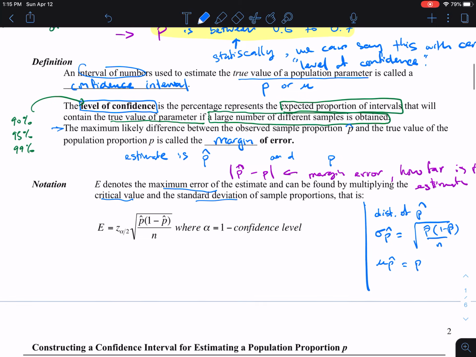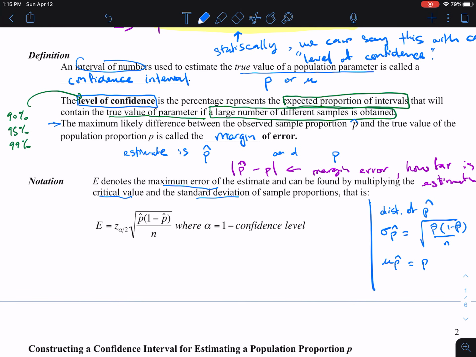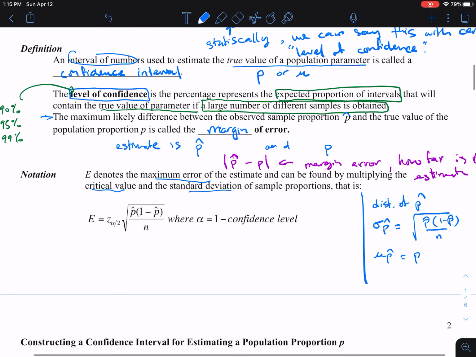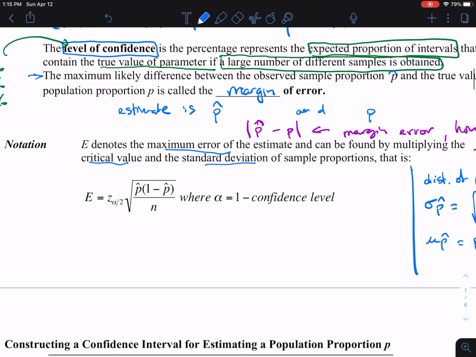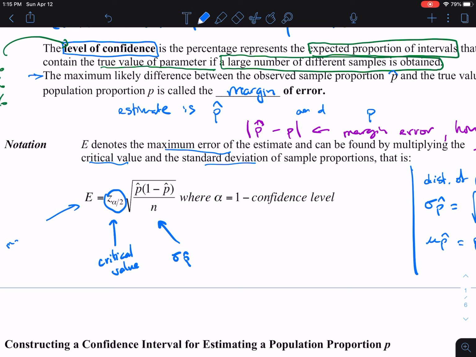Anyway, E is the maximum error, or the margin of error. This denotes the error of the estimate, and it is equal to z alpha over 2 times the square root of p hat times 1 minus p hat over n. We learned that from previous chapters. So that is the critical value, and then this is sigma of p hat, which is the standard deviation of the sample proportion. So that right there is the margin of error.